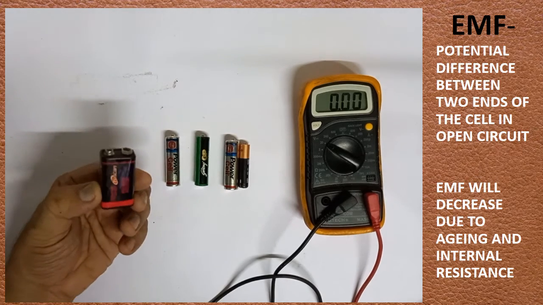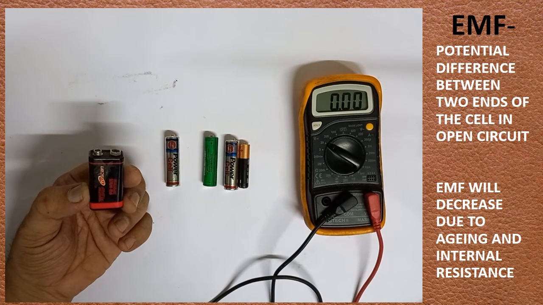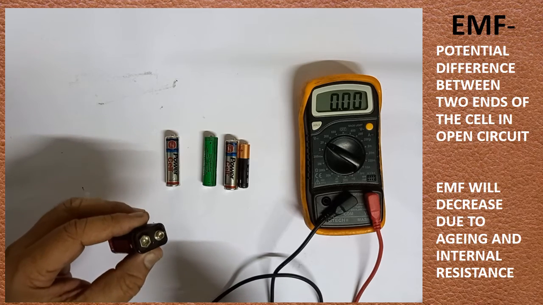So this is a cell. It's another kind of cell which works with the help of chemical action. Here also there are two terminals.